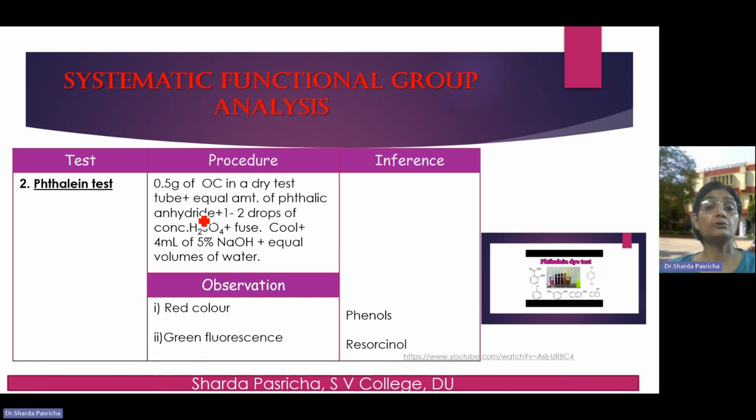Next, we come to the phthalein test. The phthalein test is a special test, especially for confirming resorcinol. Now, resorcinol is 1,3-dihydroxybenzene.